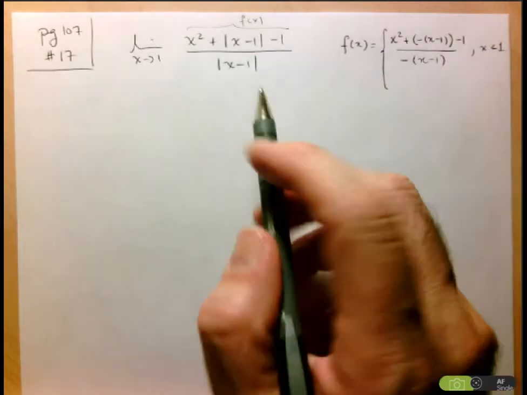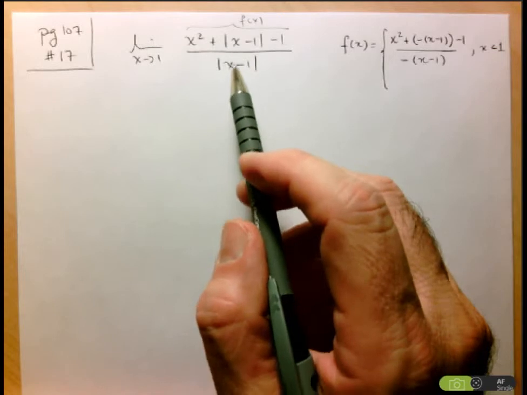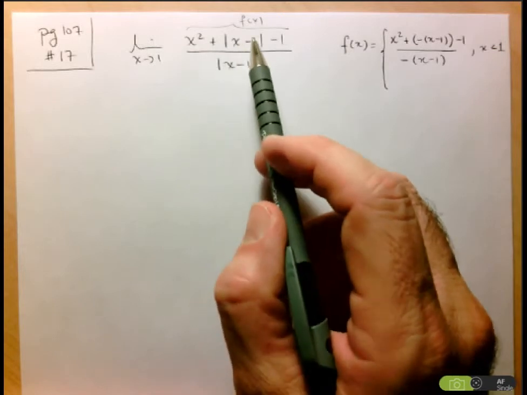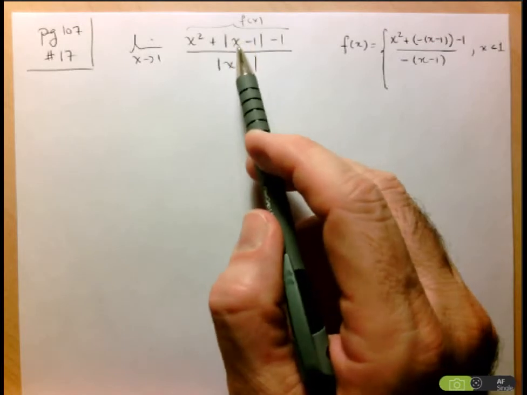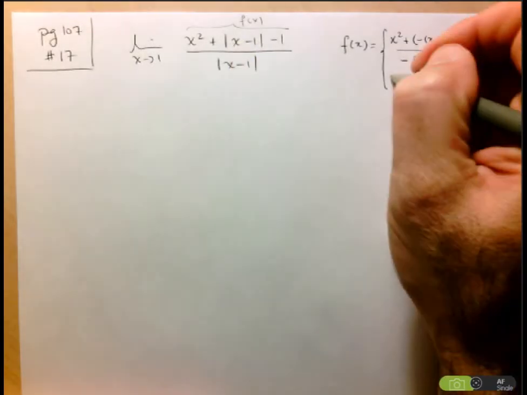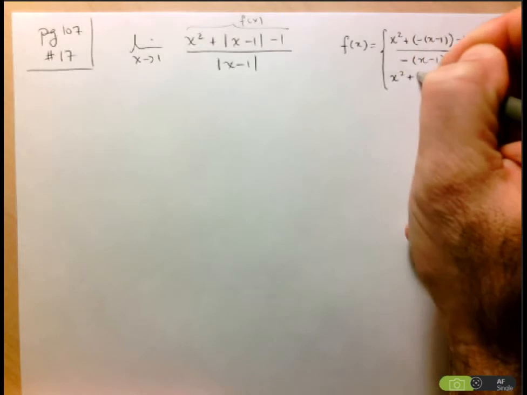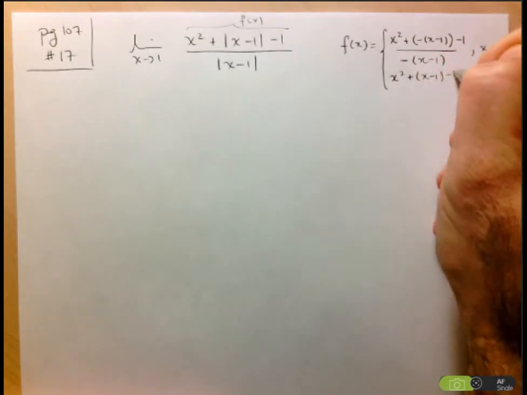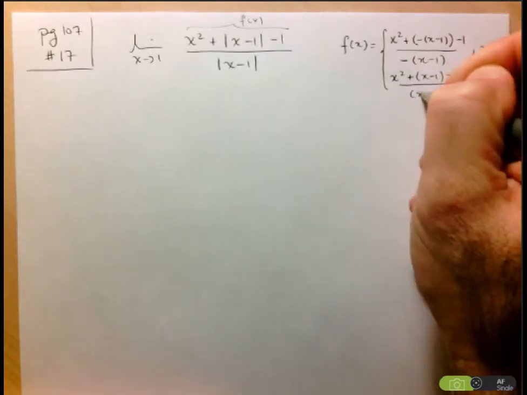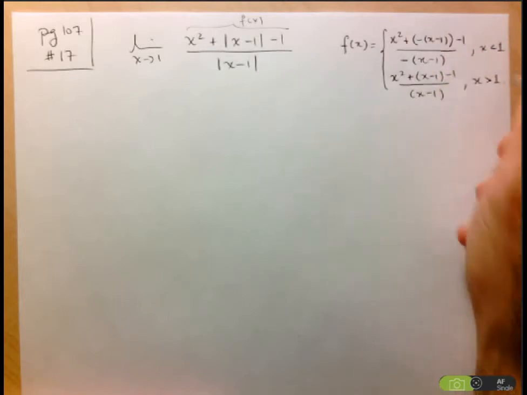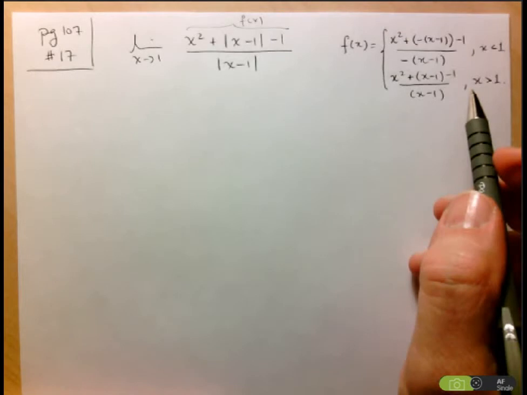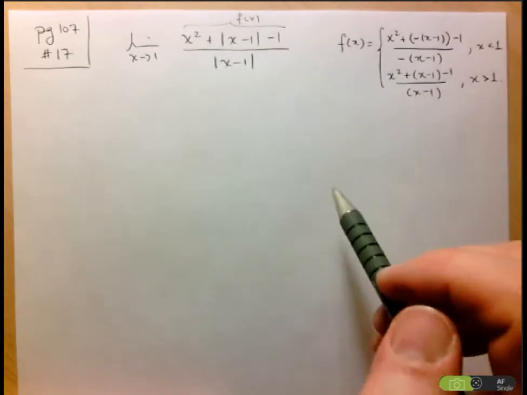Okay, and now we'll take the interval where x is greater than 1. That is when this expression here is positive. So the absolute value will just end up giving me x minus 1. So here we have x squared plus x minus 1 over x minus 1. This is for when x is greater than 1. Now, of course, I'm not defining it when x is equal to 1 since it is undefined.